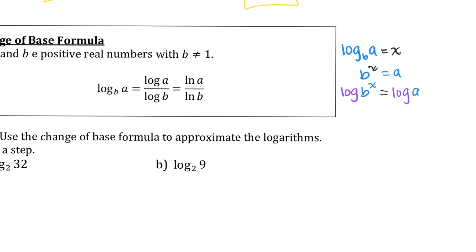Okay, now I'm going to try to solve for x. The power property for log properties means I can bring the x down. So let me bring down the x. So I have x times the log of b equals the log of a. And then if I want to solve for x, I divide both sides by log of b. So then I get x equals log a over log b.